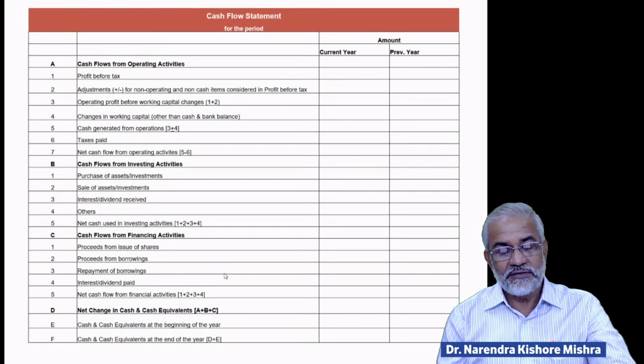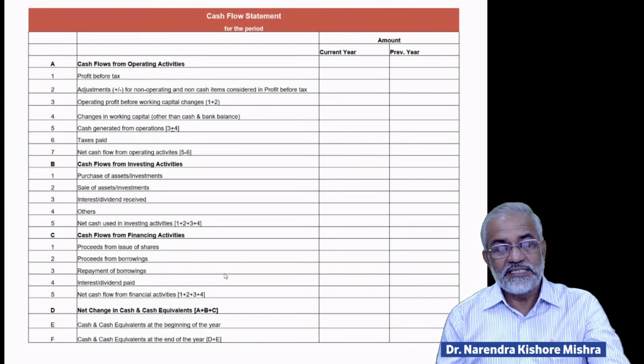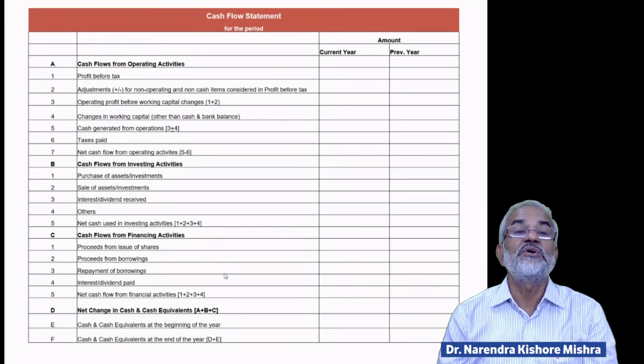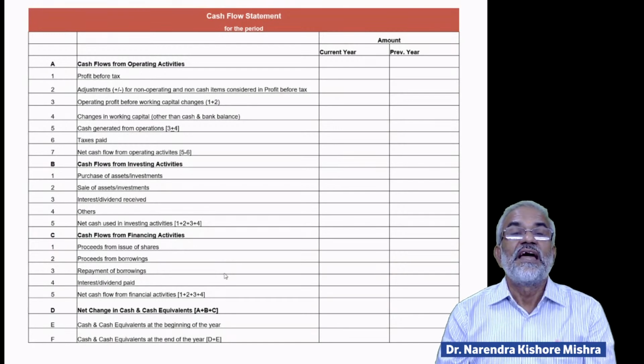The equation is, in order to find out the cash from operation, the net increase in working capital has to be deducted. The net decrease in... not net decrease in working capital. Add net decrease in current assets, add net increase in current liabilities, deduct net increase in current assets, deduct net decrease in current liabilities. That will give rise to your changes in working capital. Then cash generated from operation, that is the 3 plus 4, would be the cash generated from operation.